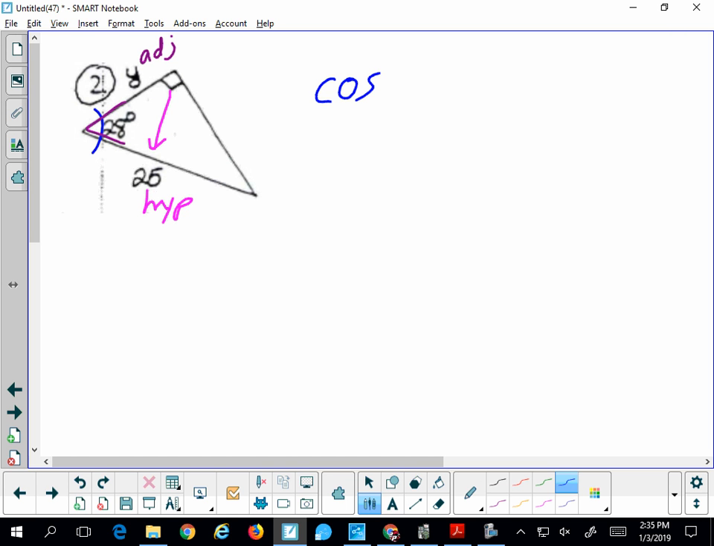And what's always attached to our trig function is our angle. So in this one, I know my angle measure is 28 degrees, and I'm having to discover what my ratio is. So my ratio for cosine is the ratio of the adjacent side, which is y, over the hypotenuse, which is 25.